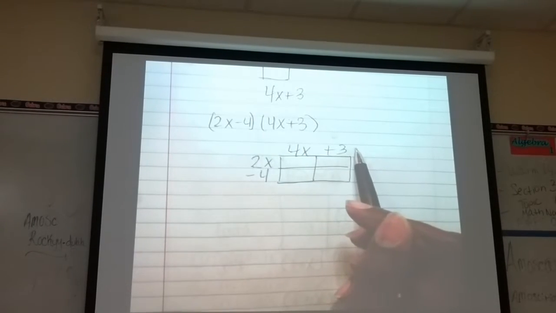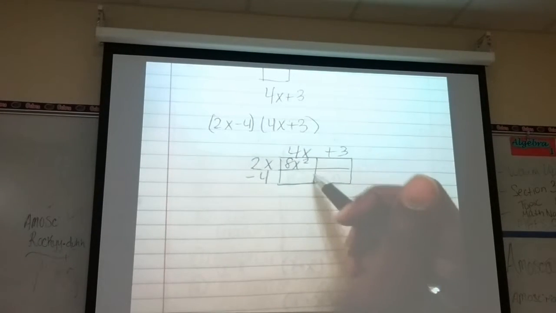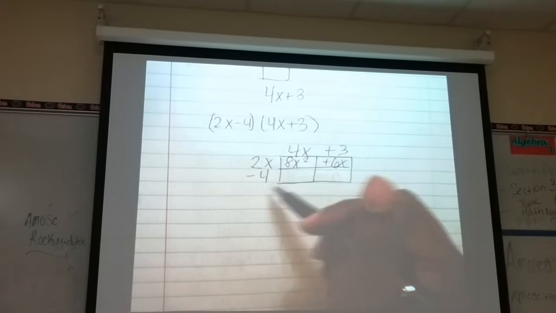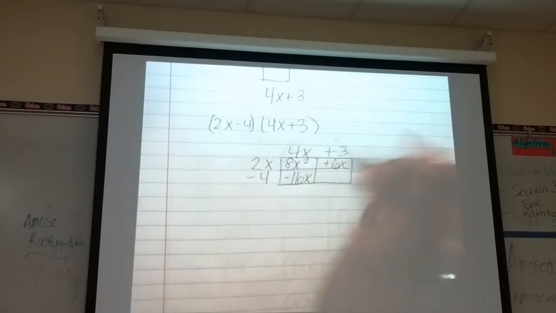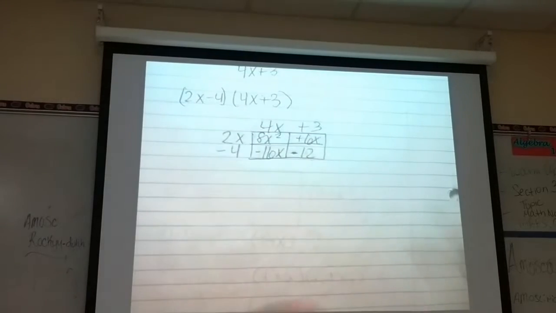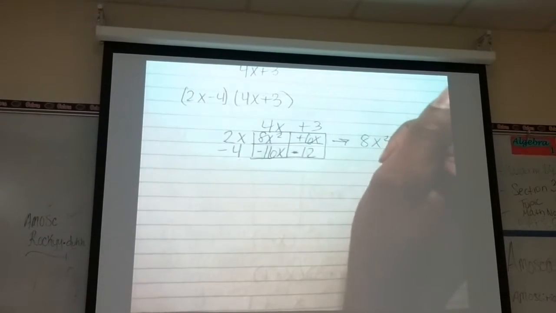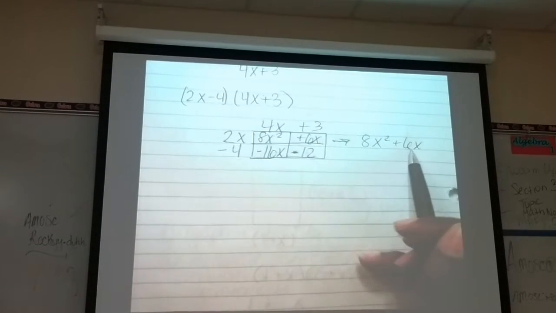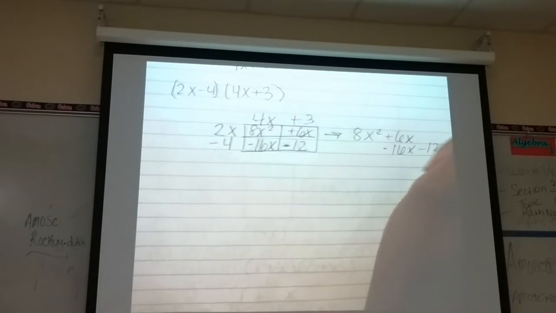Side times the top. 2x times 4x is 8x squared. 2x times 3 is a positive 6x. Negative 4 times a positive 4x is a negative 16x. And then negative 4 times 3 is a negative 12. Alright, then we bring everything over. So we have 8x squared plus 6x up top, exact same thing, I'm just bringing it over. And on the bottom, negative 16x minus 12.